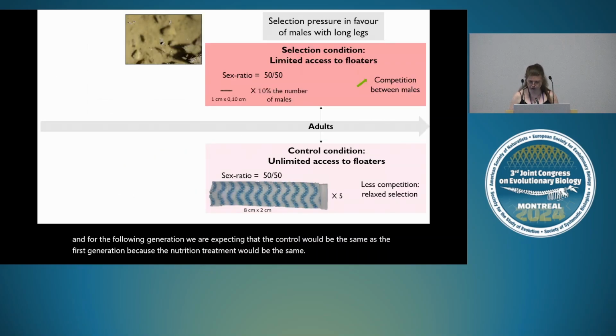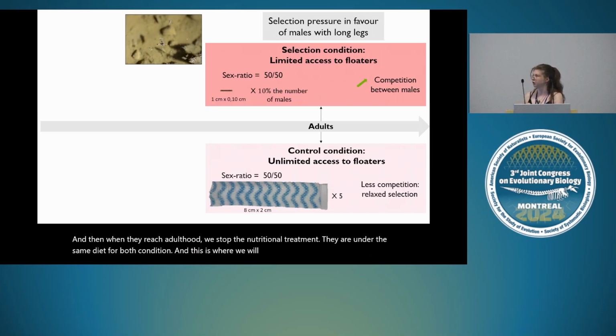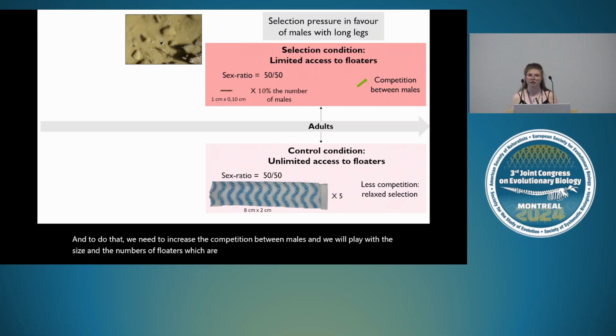And then when they reach adulthood, we stop the nutritional treatment. They are under the same diet for both conditions, and this is where we apply the selection pressure in favor of males with long legs. To do that, we need to increase the competition between males, and we play with the size and the number of floaters, which are the resources that they are fighting for.